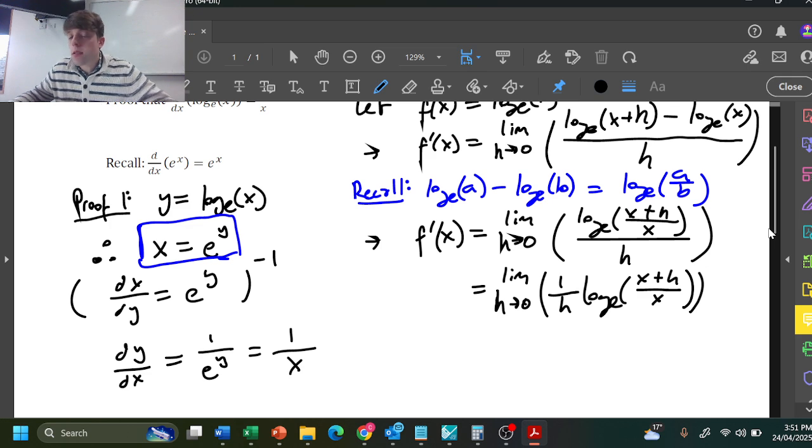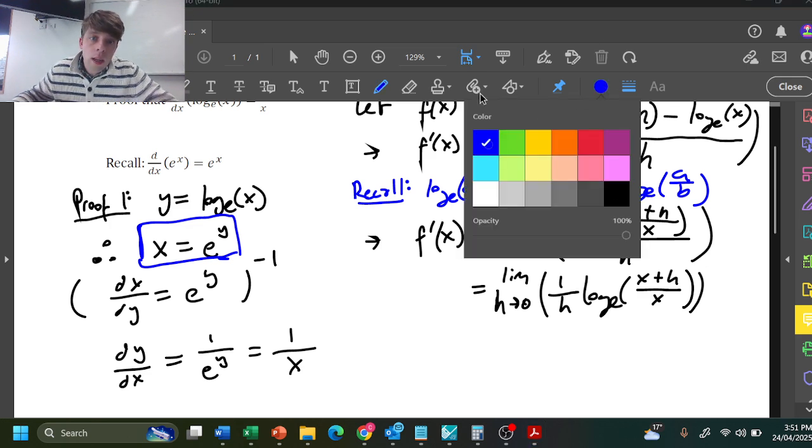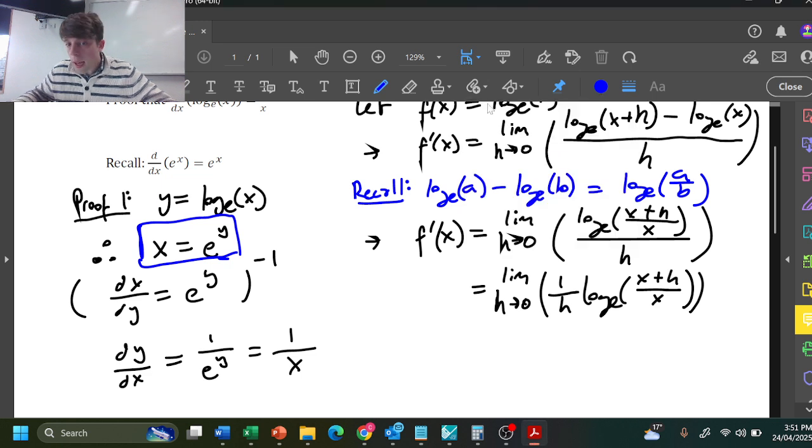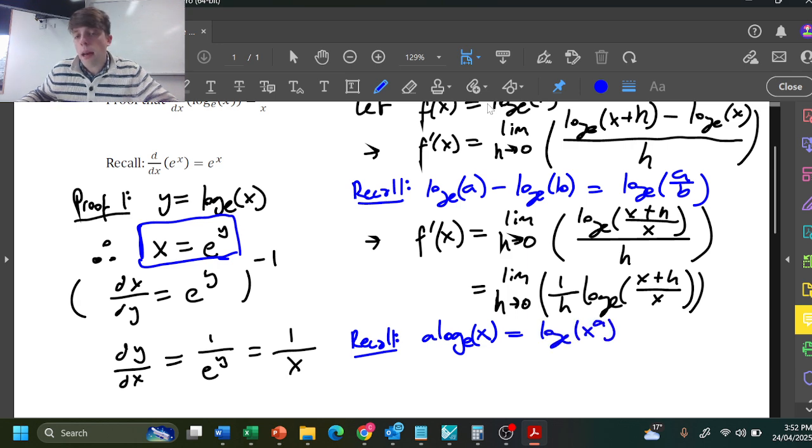This allows us to then use another logarithm law. So here's another log law that we're going to have to recall. If we have a constant out the front, and remember h is just a number, a number that's really close to 0, but it is just a number. So if we recall that if we have, let's say, a log e of x, that is exactly going to be equal to log e of x to the power of a. So if there's a number at the front, we can bring it inside the logarithm. This is another one of our log laws.